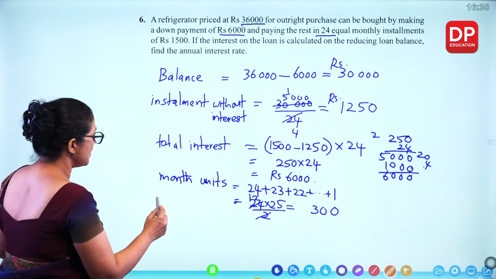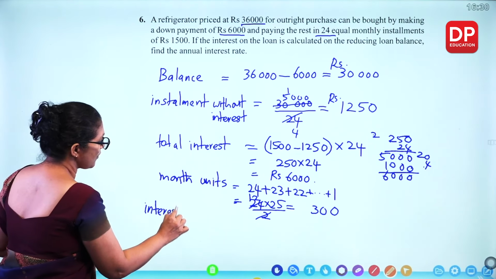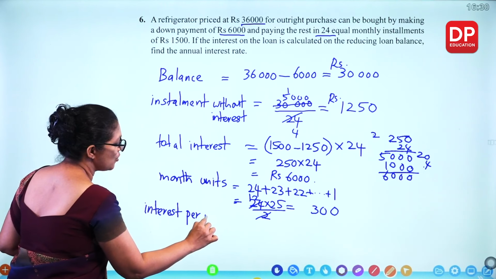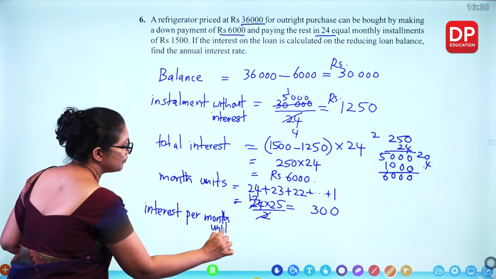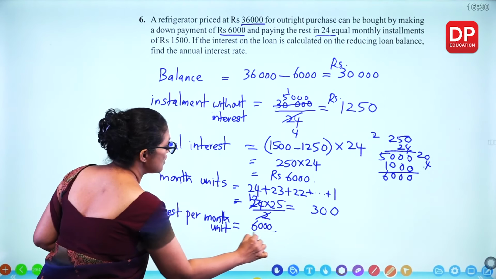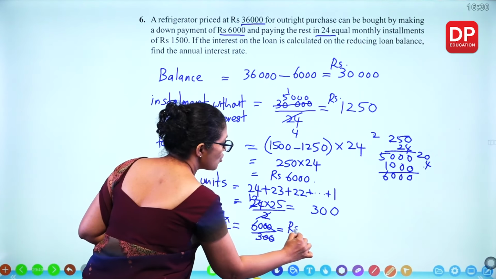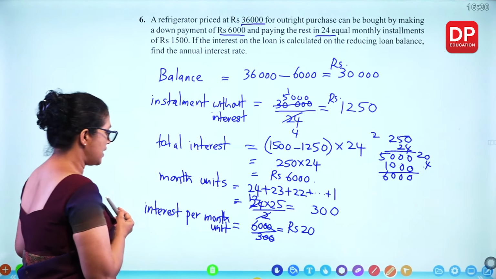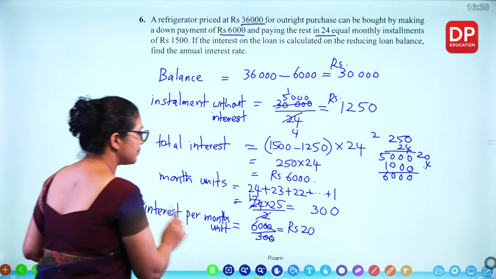So what's the interest per month unit? So 6,000 divided by 300. So you get 20 rupees. So what's the interest rate?